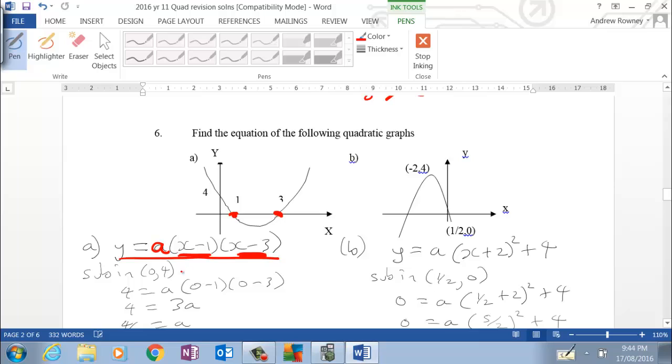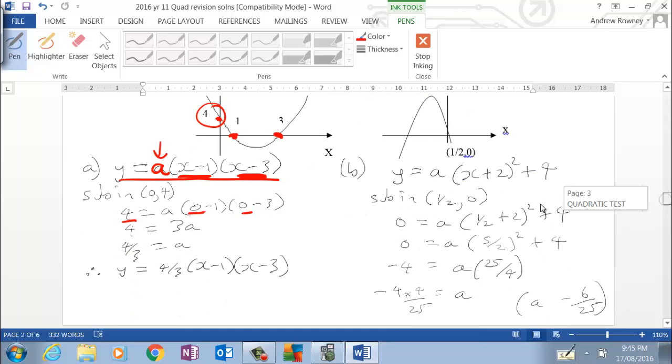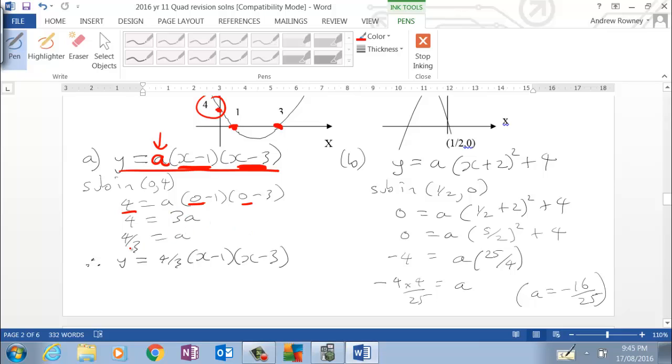It doesn't affect the x-intercepts. To find this unknown A, we substitute in this point here, (0, 4), the y-intercept. So 0 goes where x is, and 4 goes where y is. If you go through that, you'll solve for A and get 4/3, and put it back in. So there's our final quadratic function.